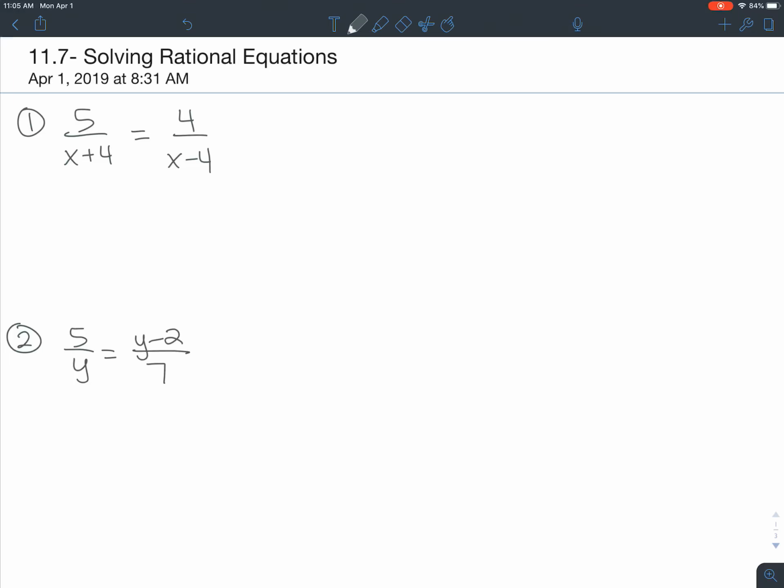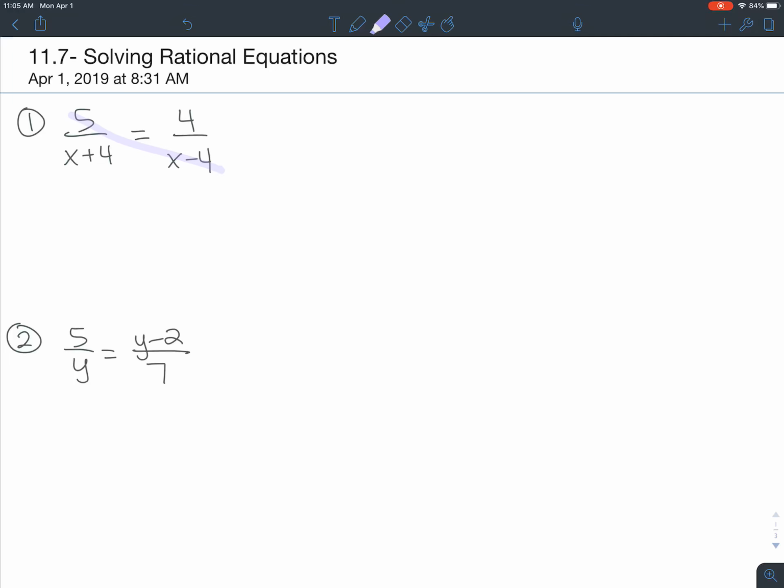All right, so today we're learning how to solve rational equations. And the first two we have a little bit easier problems because we already have one fraction equals one fraction. If we don't have just one fraction, then we need to make whatever that left or right side is into one fraction before we can use cross multiplication.